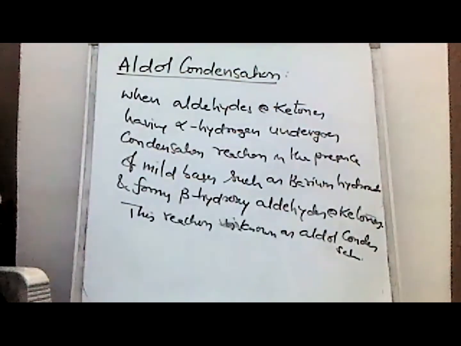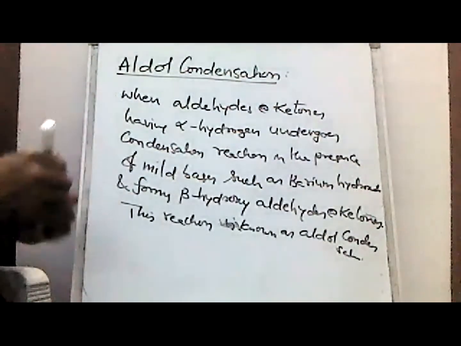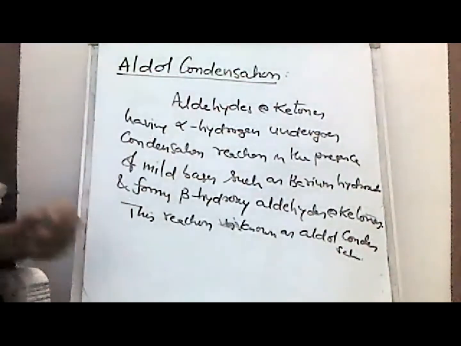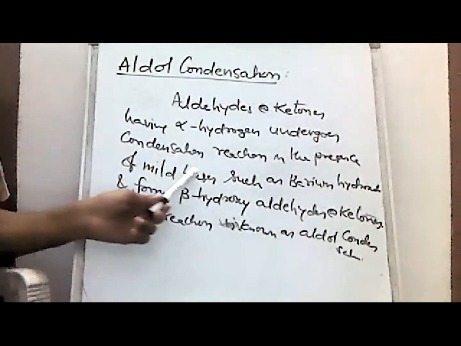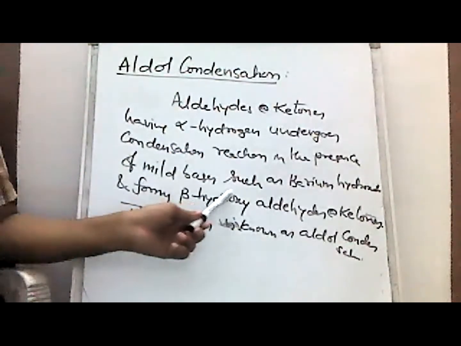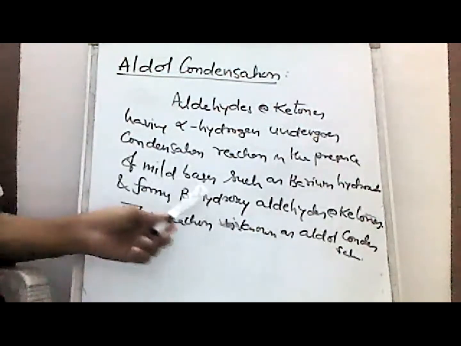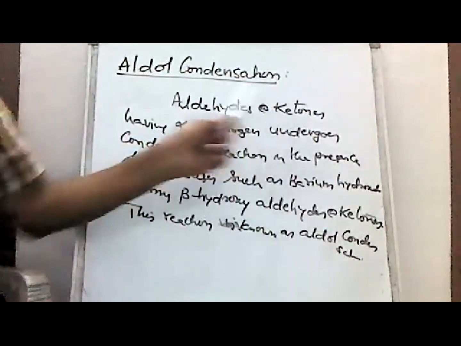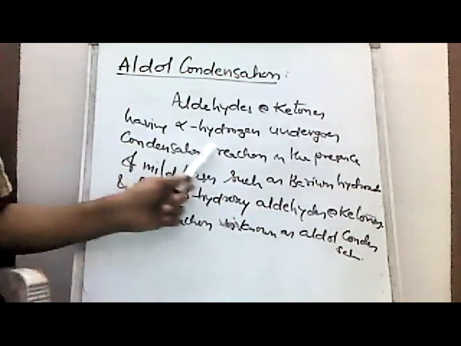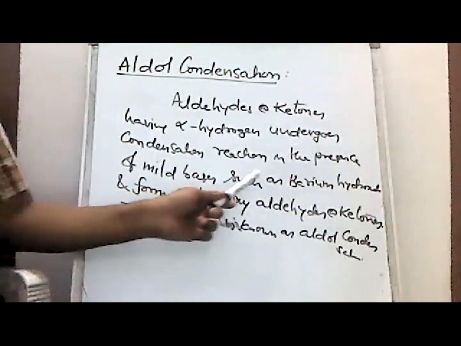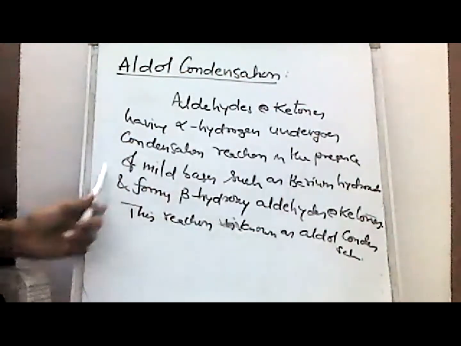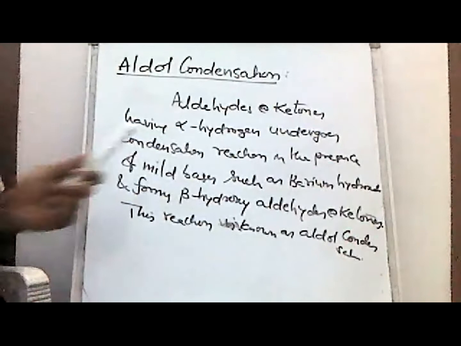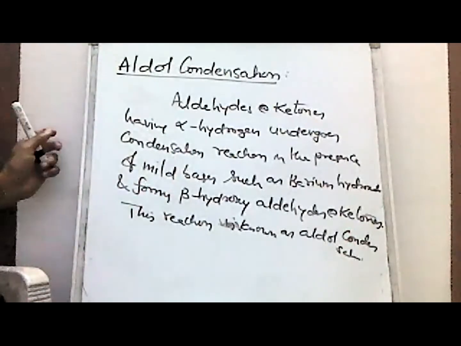What is an aldol condensation? When aldehydes and ketones having alpha hydrogen undergo condensation reaction in the presence of mild bases such as barium hydroxide and form beta hydroxy aldehydes or ketones. This reaction we are calling the aldol condensation.